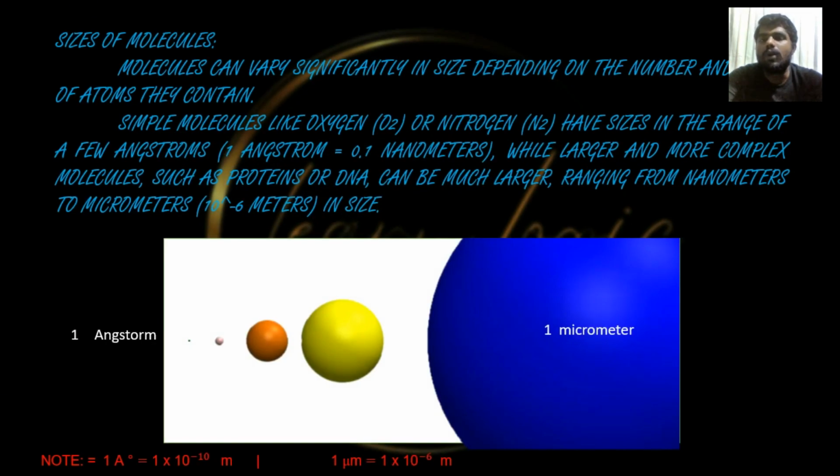Let's discuss the sizes of molecules. Molecules can vary significantly in size depending on the number and types of atoms they contain. Simple molecules like oxygen, O2, or nitrogen, N2, have sizes in the range of a few angstroms, that is 1 into 10 raised to minus 10 meters, while larger and more complex molecules such as proteins or DNAs can be much larger, ranging from nanometers to micrometers. You can see the visual size of a molecule that can vary. Also note that 1 micrometer equals 1 into 10 raised to minus 6 meters.